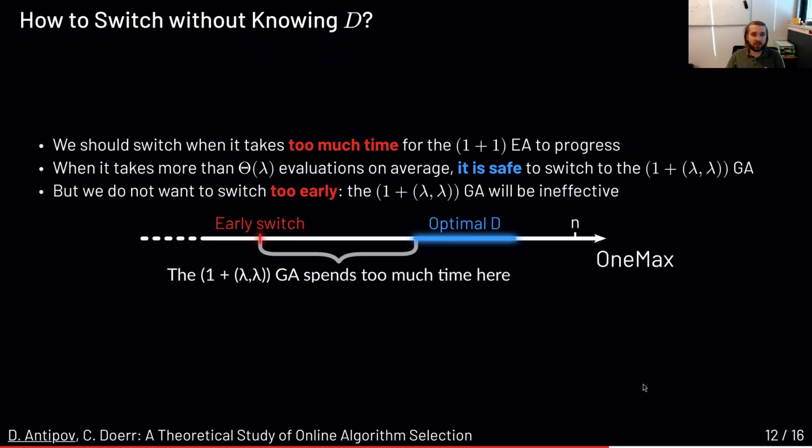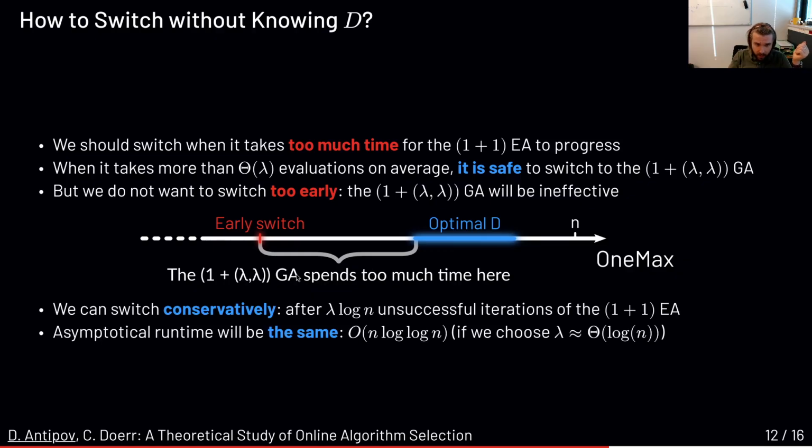Actually not, because if we switch too early, then we can get quite bad performance, because the 1+(λ,λ) GA can be quite bad in this interval of OneMax values. So we can switch a little bit more conservatively. Let's say that after λ log n unsuccessful iterations of the 1+1 EA, when we don't get any progress, we can say that now we are quite sure that the 1+1 EA is not effective anymore, and we can switch to the 1+(λ,λ) GA.